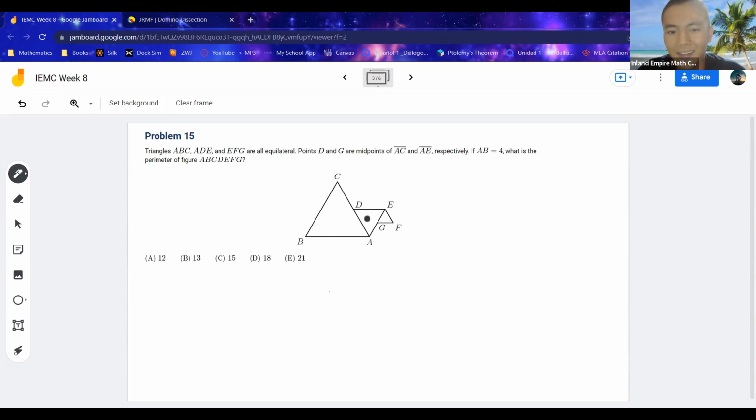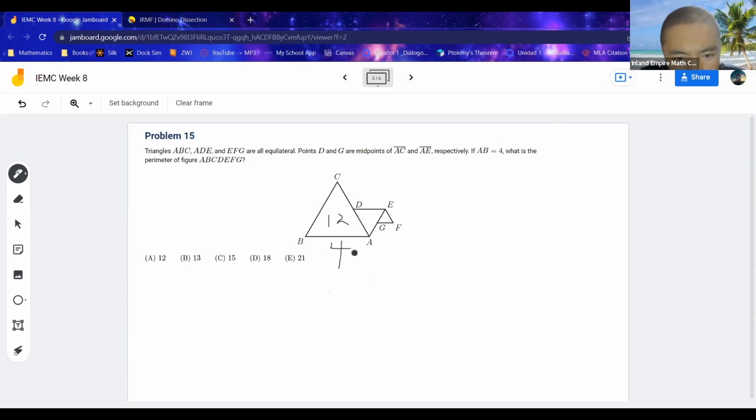Pretty intuitive, right? I get it. And if AB equals 4, let me just write that real quick. What is the perimeter of this whole figure right here? So first off, we know that 4 times 3 is 12. That means the first big triangle is 12. And then I have no clue.